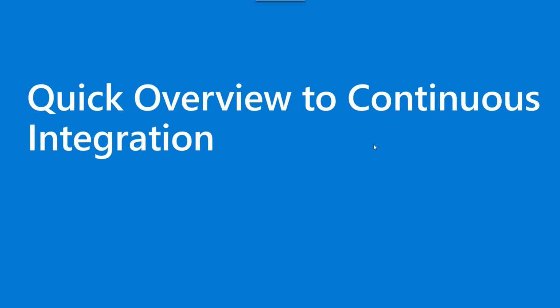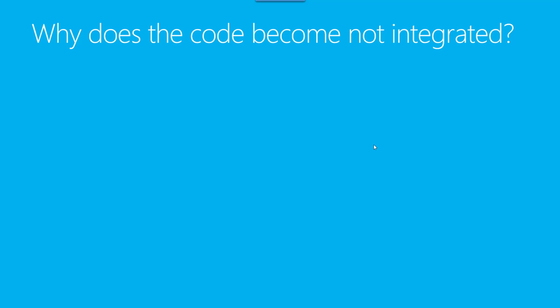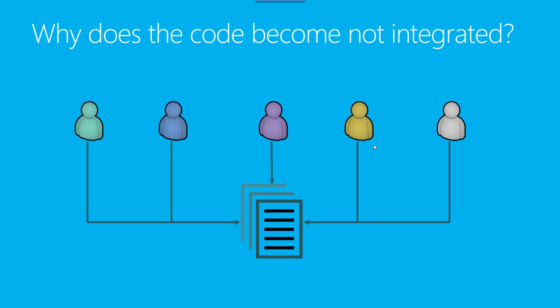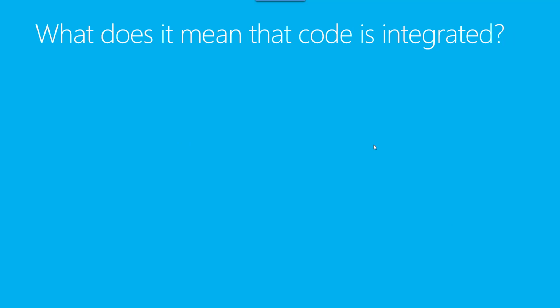So let's have a quick overview of continuous integration. Why does the code become not integrated? If we have many developers working on the same code base, this will probably happen. But first, let's understand what it means for the code to be not integrated.